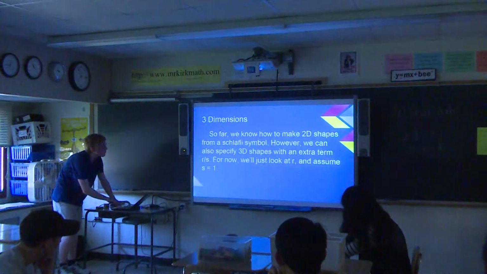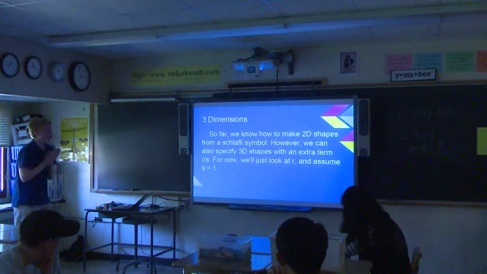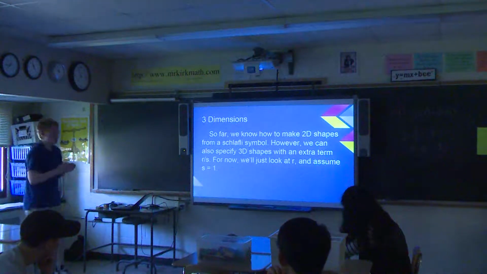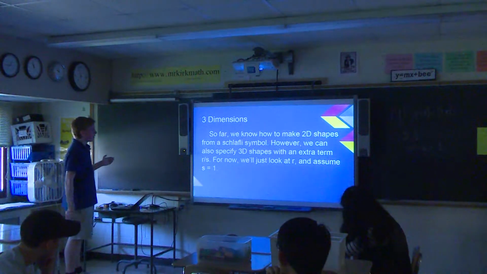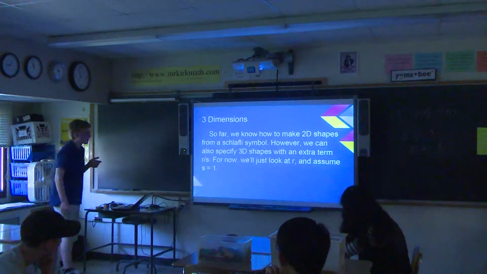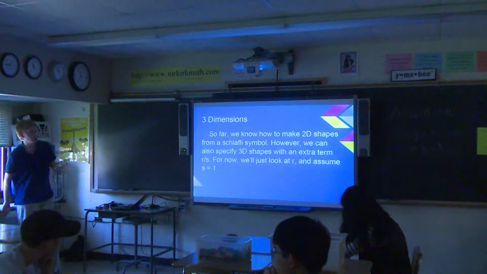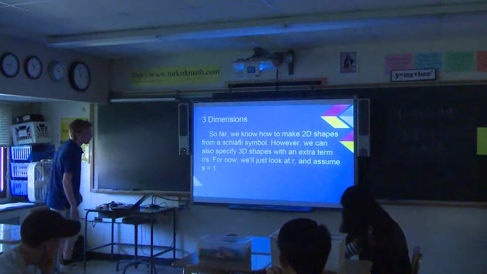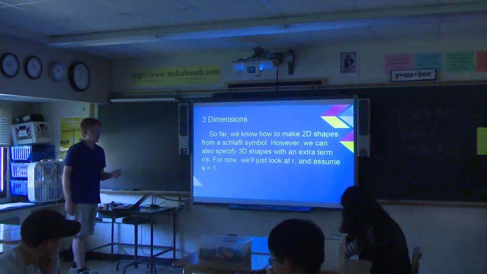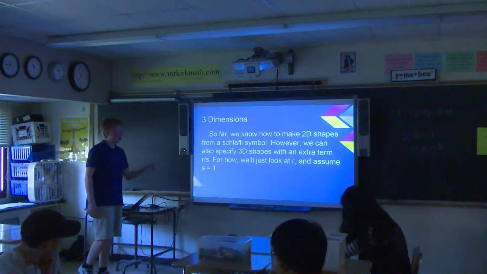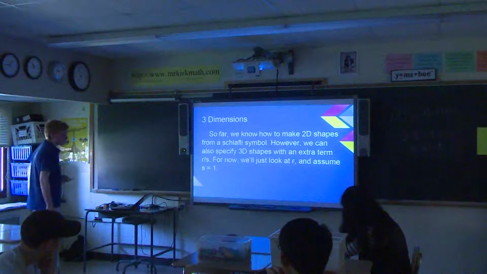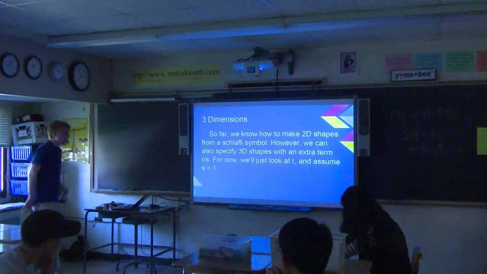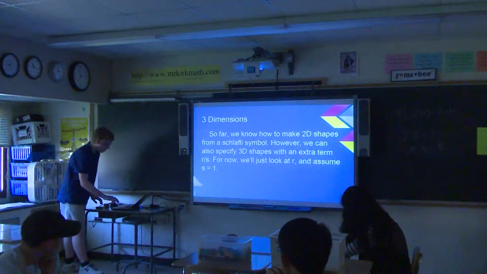Alright, so now we get to move on to a higher dimension. So we know how 2D stuff works, but it's also possible to do 3D stuff by adding in another term. One more term means one more dimension, so 2 terms is 3-dimensional. We say that the 2 numbers in that term, instead of P and Q, are R and S. And for the moment, we're going to be ignoring S. We're just going to say it's equal to 1, and we'll add it in later.